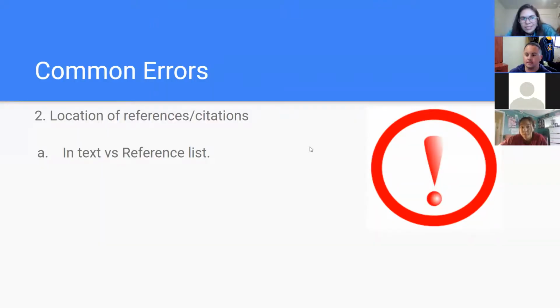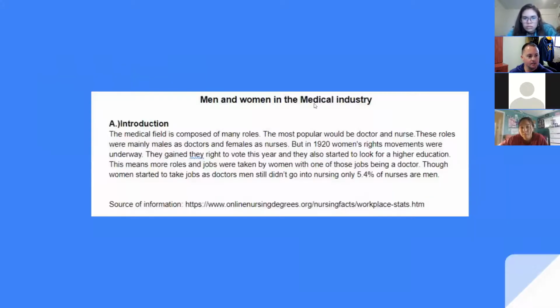Another one with the citation practice. There are two different types of references. There's your in-text citation and then your reference citation or your bibliography. So here we are. This is how the person did their in-text citation.